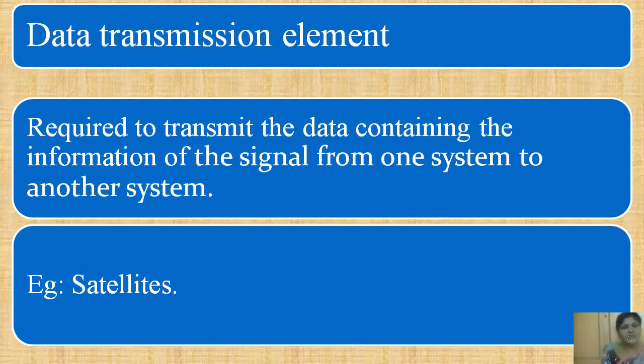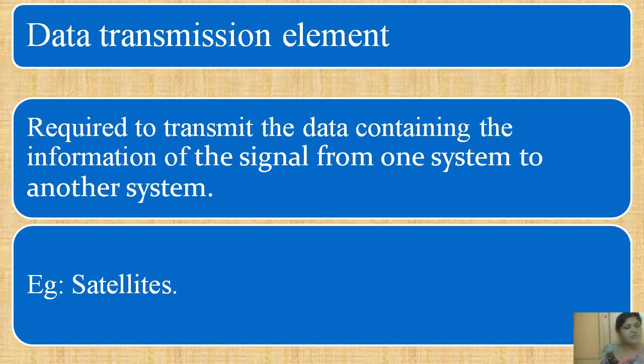The next functional element is the data transmission element. The data transmission element transmits the data or measured variable between different components of the system. Suppose, in the case of a satellite, the control stations are on the earth, and the satellites are in space. So we want to transmit the data from the earth to the satellites, and you have to use a transmitting medium in between. So the data transmission element transmits the data from one element to another element of the system.